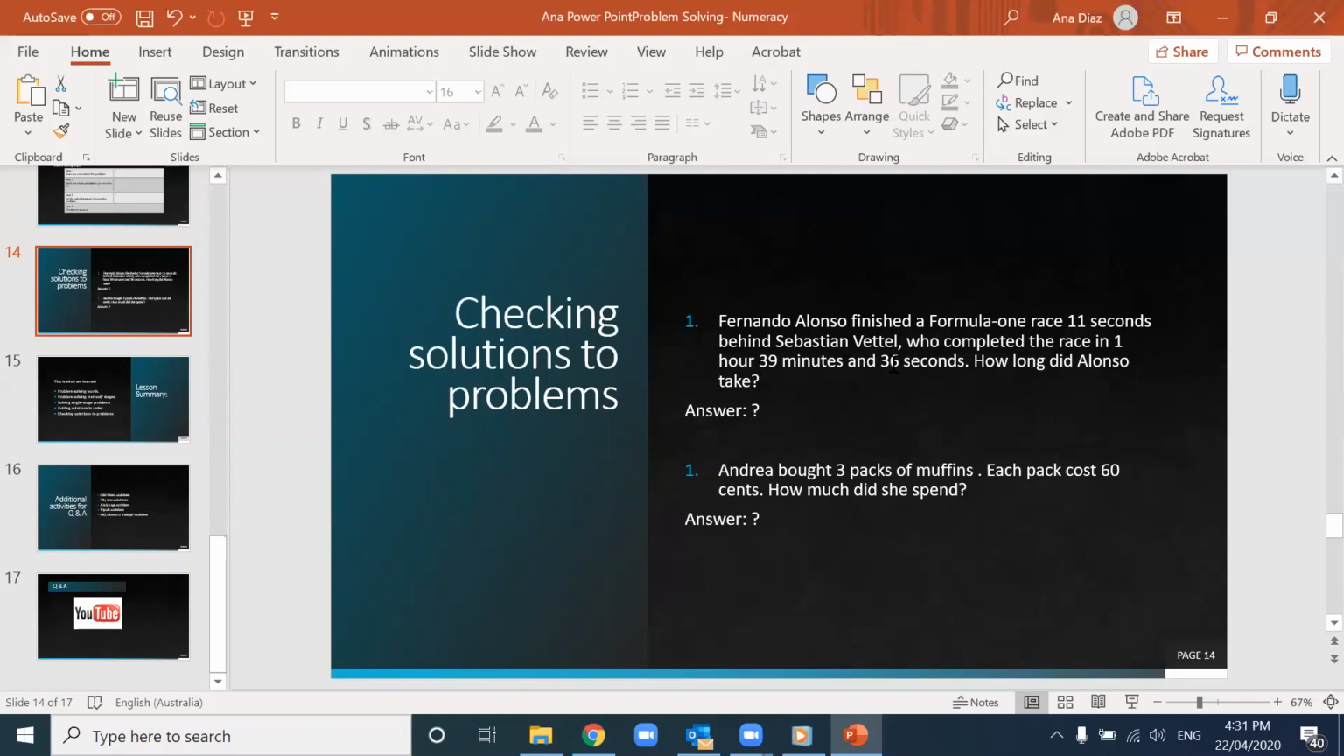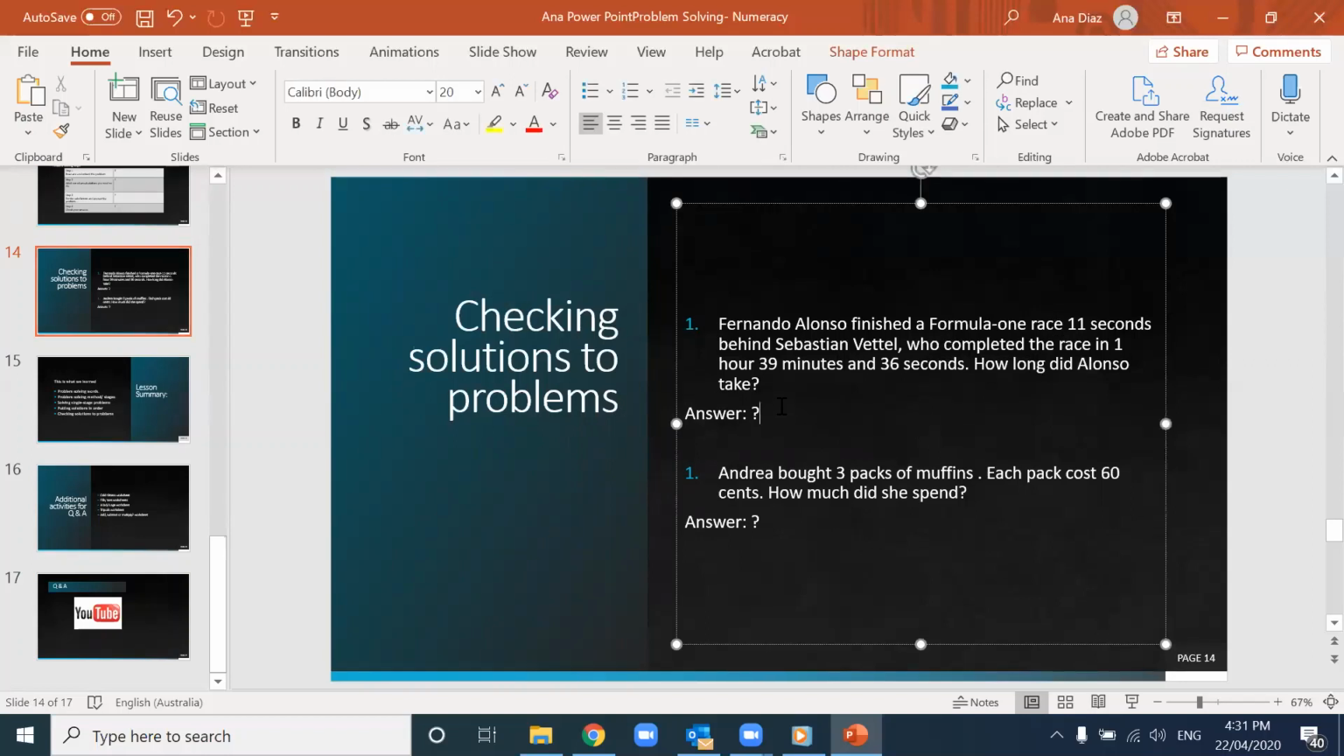Fernando Alonso finished a Formula 1 race 11 seconds behind Sebastian Vettel, who completed the race in 1 hour, 39 minutes and 36 seconds. How long did Alonso take? So I want you to look at the 4 stages. I want you to look at how to approach the problem. I want you to look at the vocabulary, the way you approach the problem, the keywords, what goes first, what goes second, what goes third, and try to answer this problem.